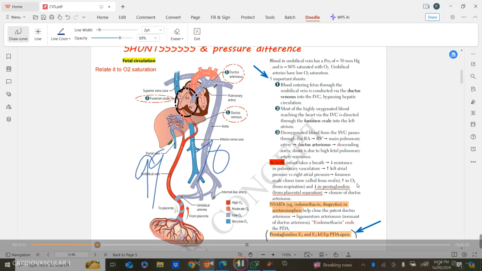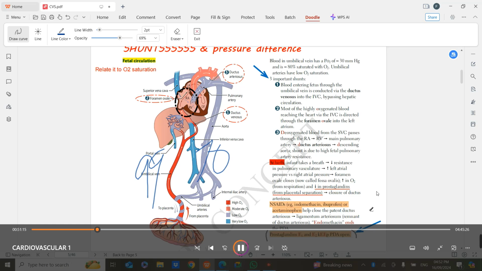Okay. So please note that the source of the prostaglandin keeping it open is the placenta.